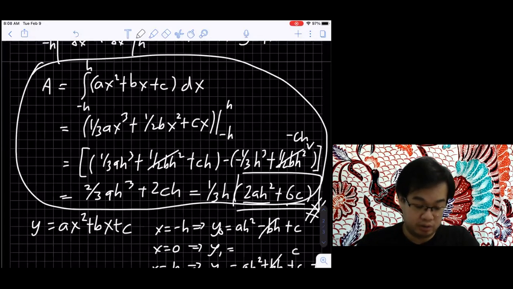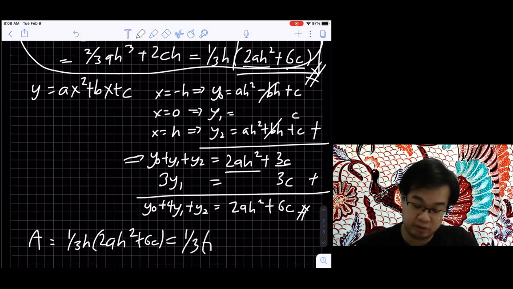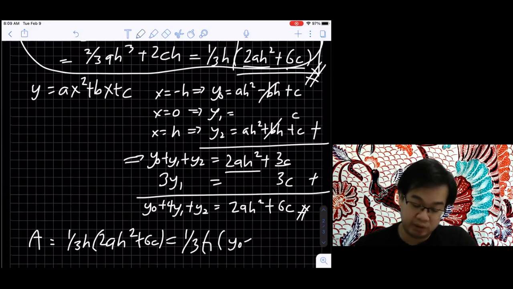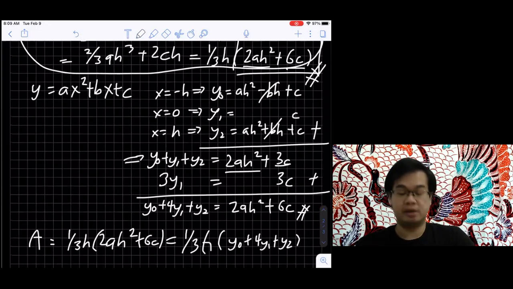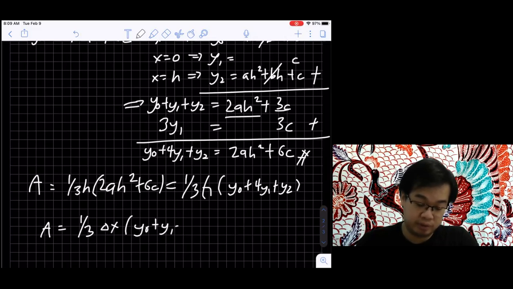which is equal to 1 over 3 h times (2ah squared plus 6c), is actually equal to 1 over 3 h, I mean, to substitute the 2ah squared plus 6c into y0 plus 4y1 plus y2. Yeah, and because the h is delta x, basically the area is equal to 1 over 3 delta x times (y0 plus 4y1 plus y2).